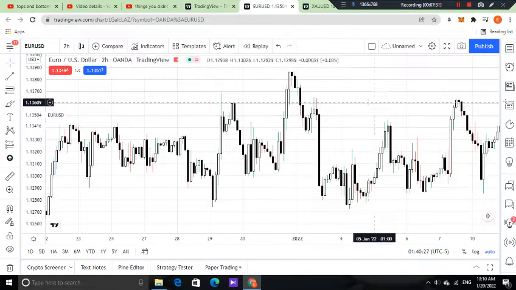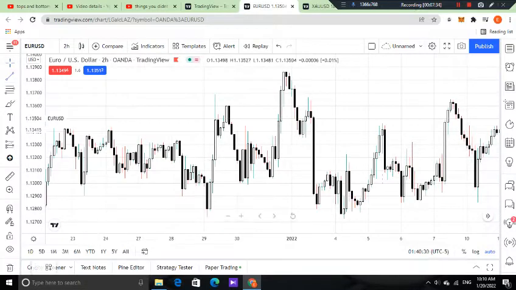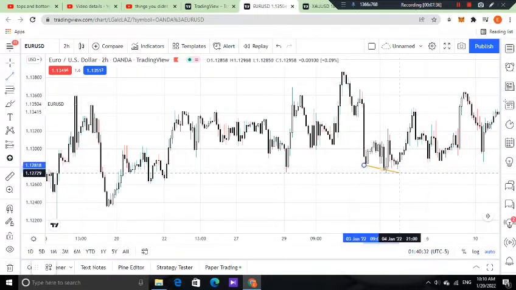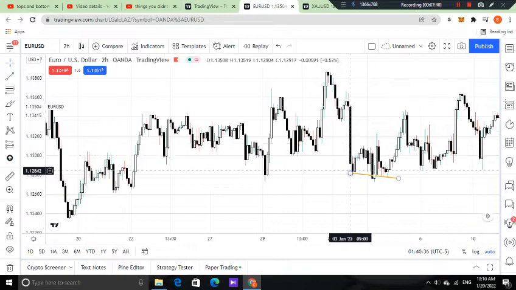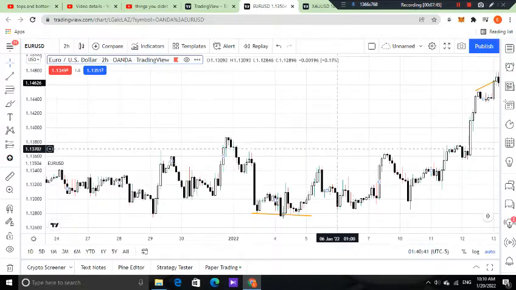Other examples, here again you can consider this one as a wedge. You had 3 pushes down. As I said, it doesn't matter if it's not perfect. 3 pushes down and then reversal up.